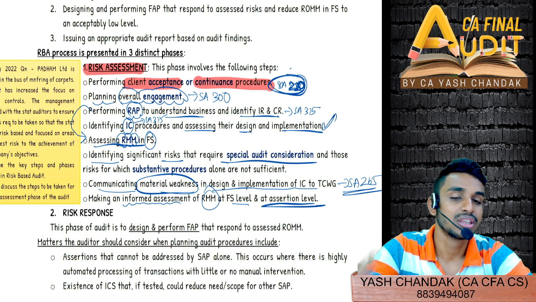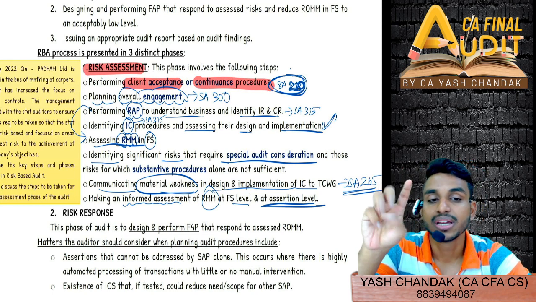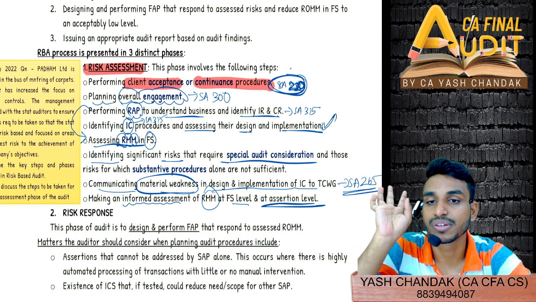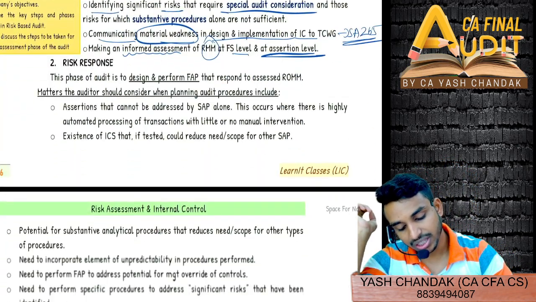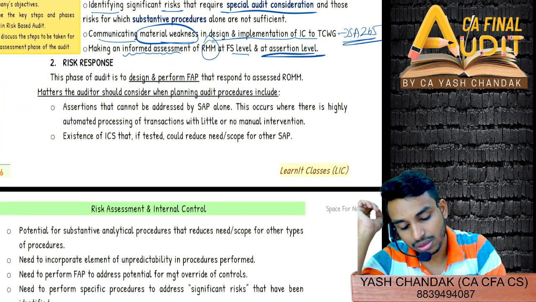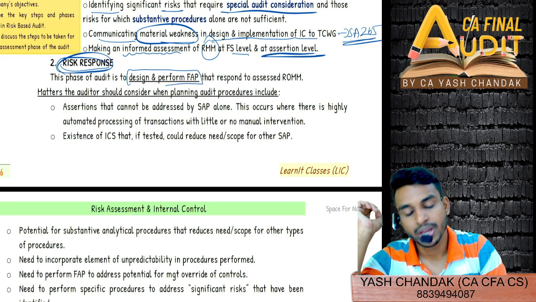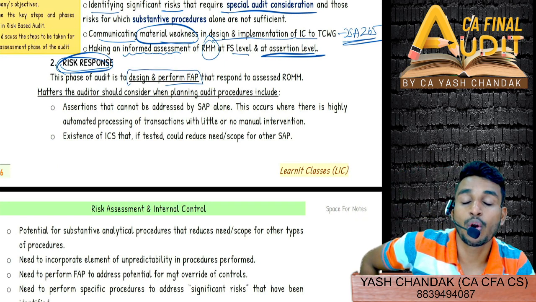This is the first phase. There are three phases of RBA. We are done with the first phase of RBA, which deals with risk assessment. Now SA 330, risk response: design and perform the further audit procedures.